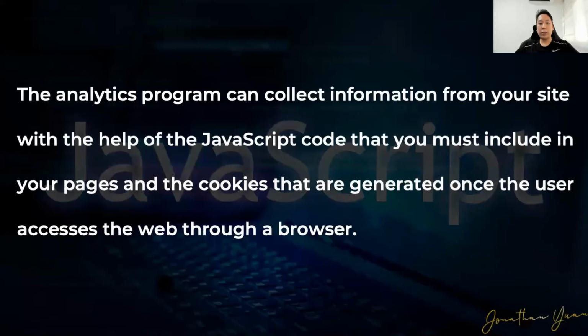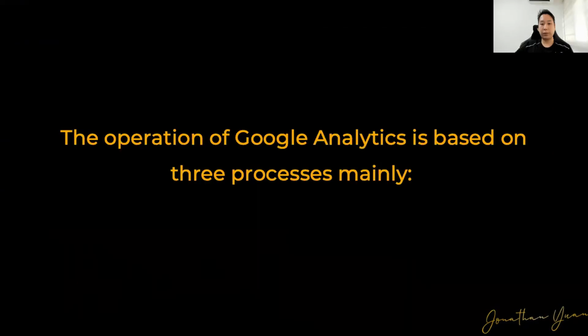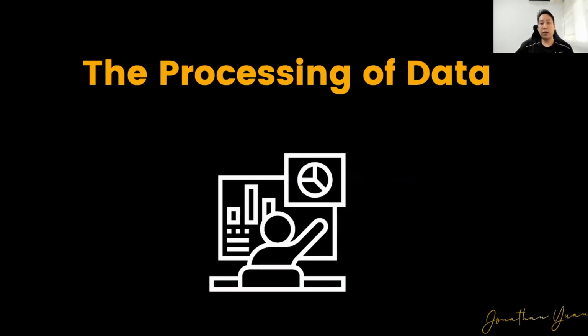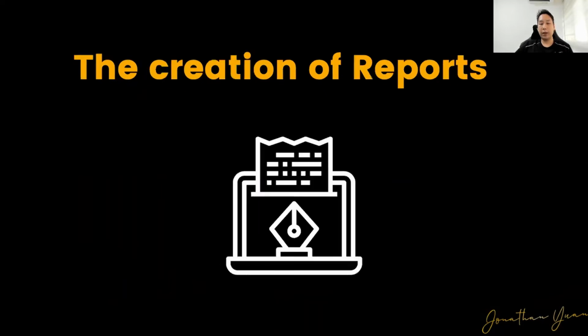So how does Google Analytics work? The Analytics program can collect information from your site with the help of JavaScript code that you can include in your pages, and the cookies that are generated once the user accesses the site through a web browser. The operation of Google Analytics is based on three processes mainly. The first process is the collection of data. The second is the processing of data, as well as the creation of reports.